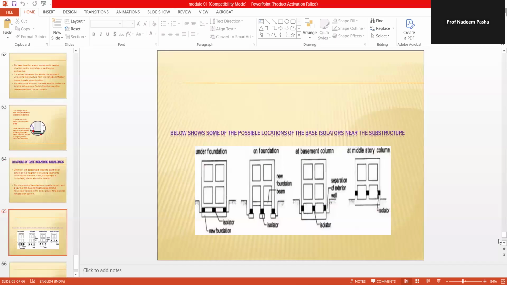So this figure shows the possible locations of base isolator near the substructure. The isolator is provided here in the center foundation, whereas on foundation the isolator is provided here, and the new foundation beam is provided here. At a basement column, the isolator is provided here. Separation of exterior is here. At a middle story column, the isolator is provided here.